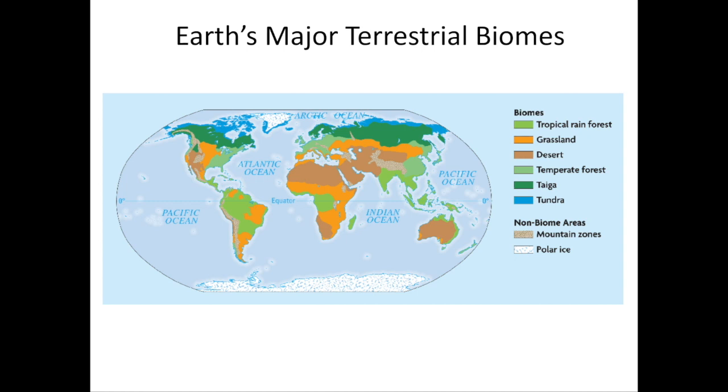When we look at what the largest biome on Earth is, we have to say, well, it's the ocean. Look at how much ocean there is compared to the land. But here we're going to look at the terrestrial biomes first. And what do we see? We see tropical rainforests, we see grasslands, deserts, temperate forests, taiga, and tundra.